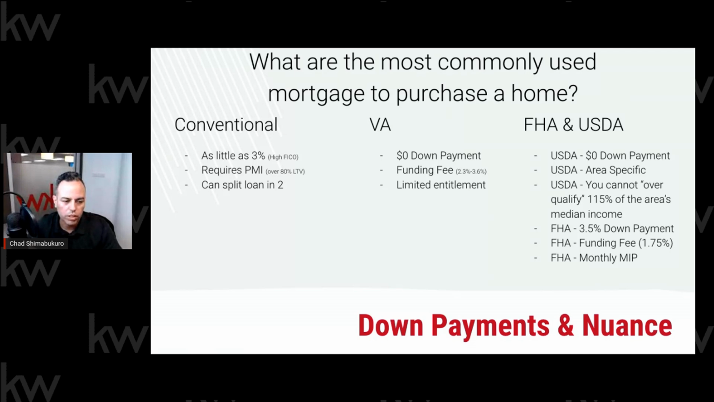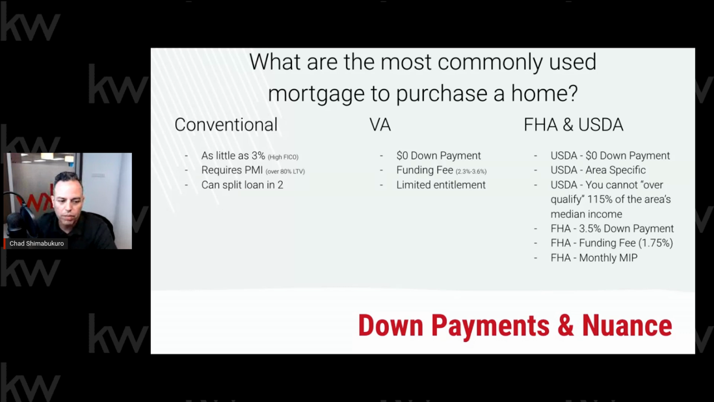Moving over to FHA and USDA. USDA is 0% down, but it is area specific. USDA is specifically made for rural areas. Now, talking about Oahu, when people think of a rural area, they probably think of Makaha or North Shore or Hauula, some places on the outskirts. Believe it or not, there are a lot of areas that qualify for USDA that you wouldn't necessarily think. Waianae qualifies, Ewa Beach qualifies, Waipahu qualifies, as well as North Shore and some other parts. But in town absolutely does not qualify.